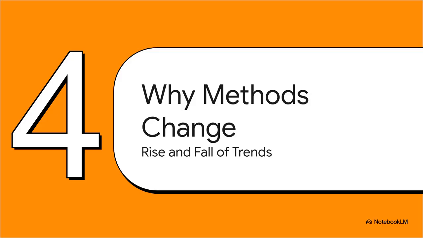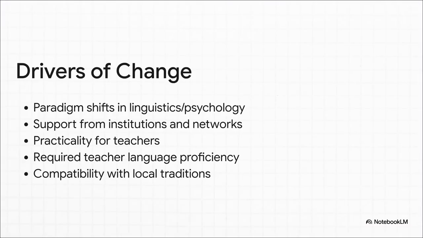You know, understanding this blueprint also helps explain why teaching methods seem to change all the time. Why do trends come and go? Why was one method super popular for decades, only to be totally replaced by something new? Well, it's because the blueprint itself is constantly being updated. So what causes these updates? Sometimes it's a massive shift in science. A new theory in psychology just completely changes the approach.